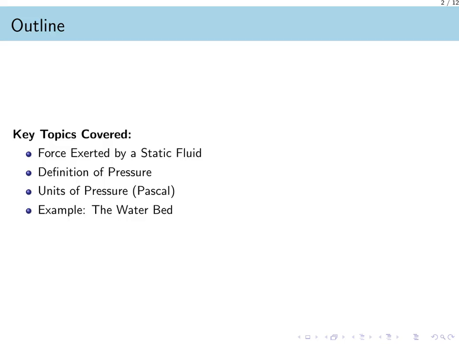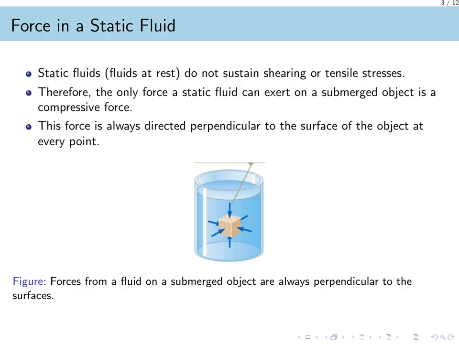Next, we will discuss the standard SI unit for pressure, the Pascal, and see how it is derived from newtons and square meters. Finally, we will work through a concrete example, comparing the pressure exerted by a waterbed to that of a conventional bed with legs. This practical comparison will highlight the crucial role that the contact area plays in determining the resulting pressure on a surface. Let us begin with a fundamental property of fluids at rest, also known as static fluids.